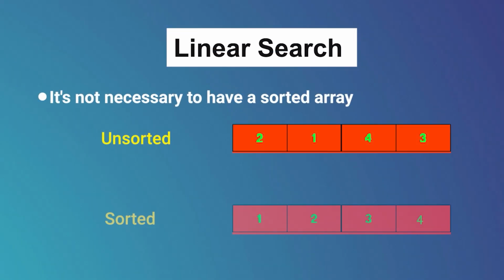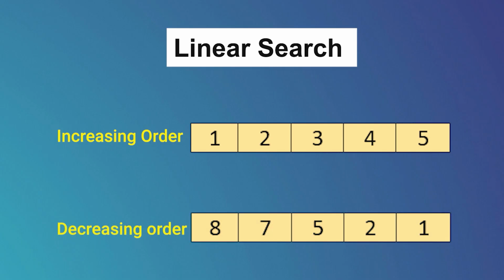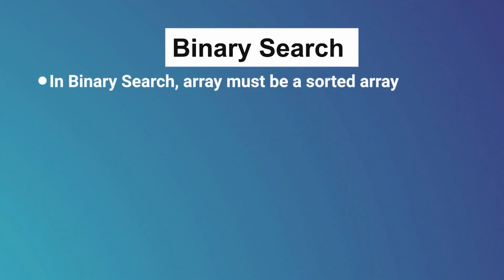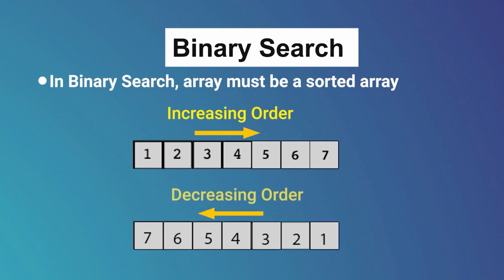So before you apply binary search to any given array, it is mandatory to have a sorted array. In linear search, this condition was not there. In linear search, it is not necessary to have a sorted array. Sorted array means the array elements should be arranged in proper fashion, either in increasing order or in decreasing order. But for binary search, the array given to you must be a sorted array.